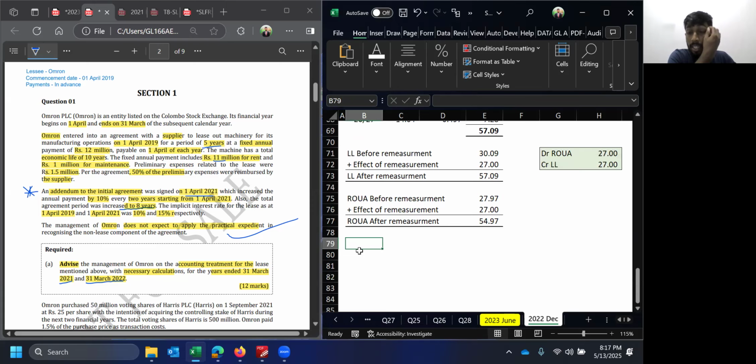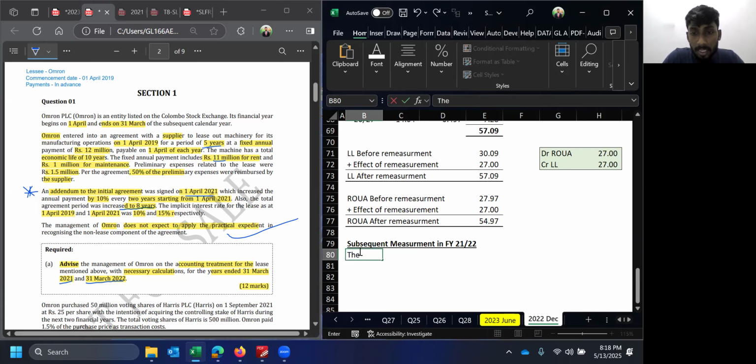Now we need to say subsequent measurement. Now again we need to give guidance on subsequent measurement in financial year 21-22.